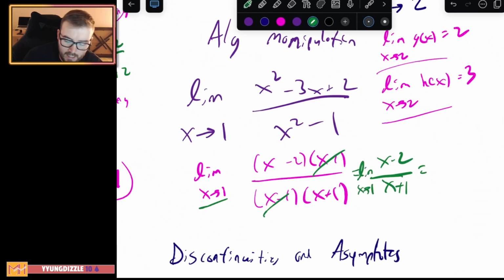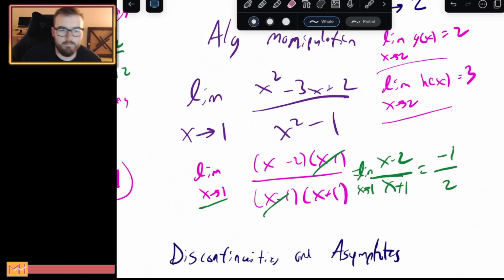Try plugging it in again. 1 minus 2 is negative 1 over 1 plus 1, which is 2. Negative a half. Yay! So by factoring and reducing, you change that 0 over 0 limit into something, well, solvable.